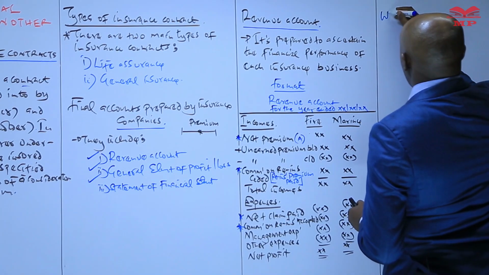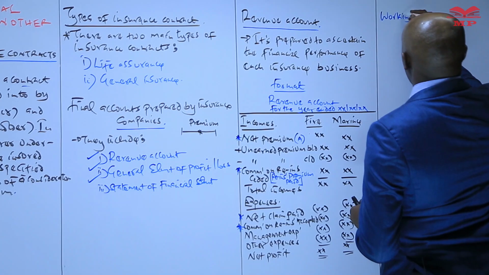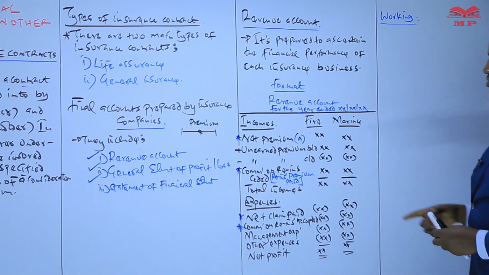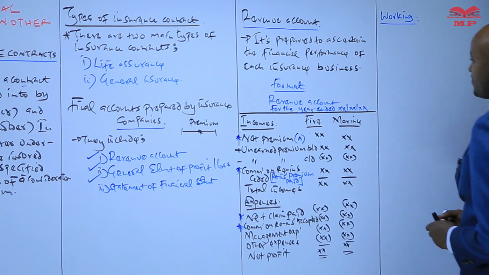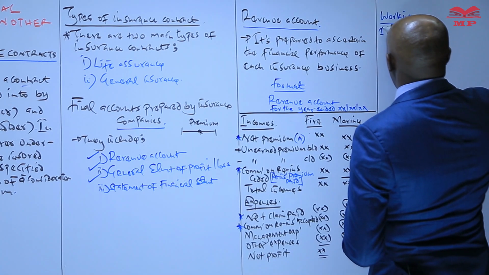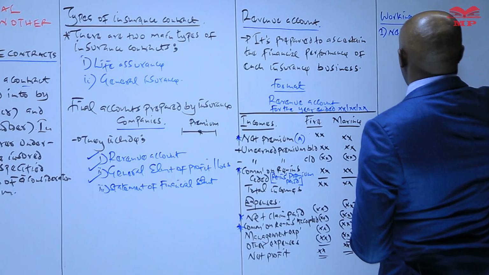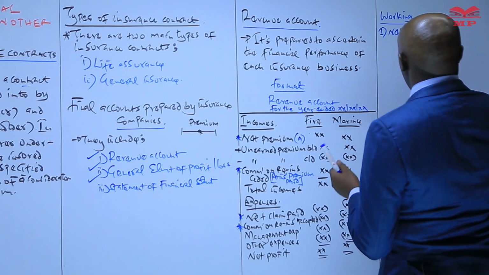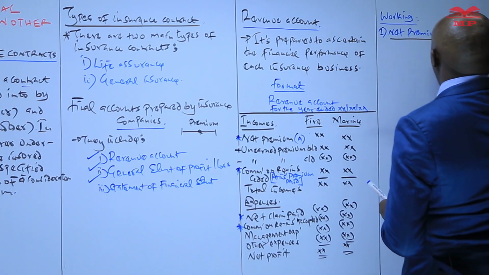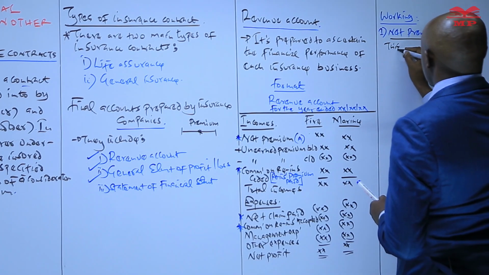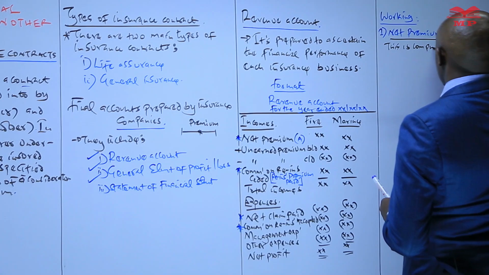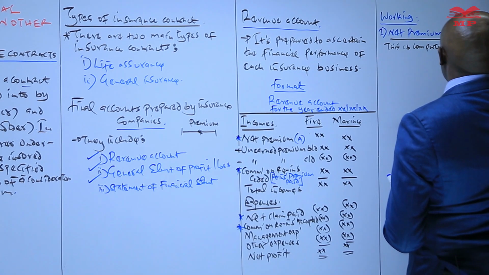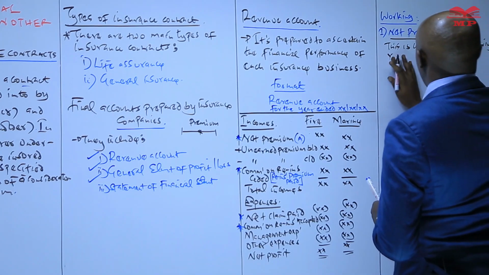So these are some of the workings you definitely have to do, or some of the items you need to compute. One of them is the net premium. The net premium is computed by preparing an account called the premium account.